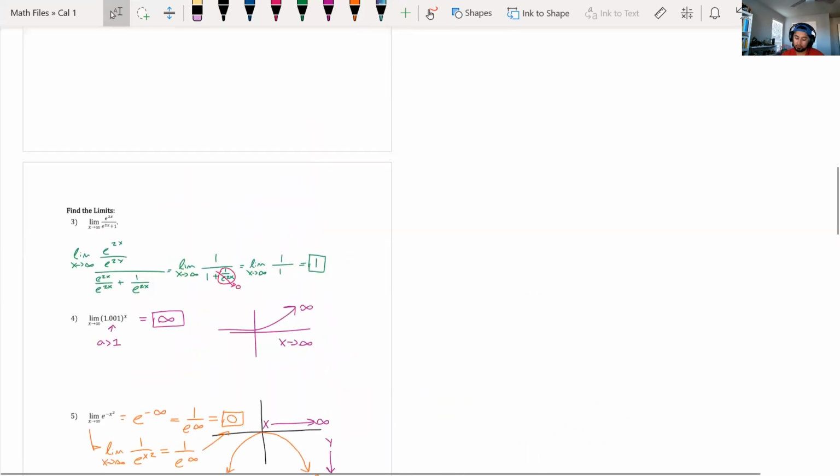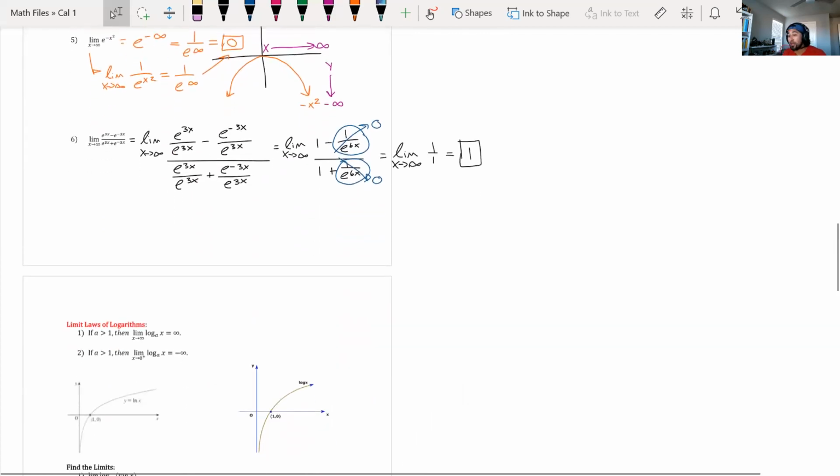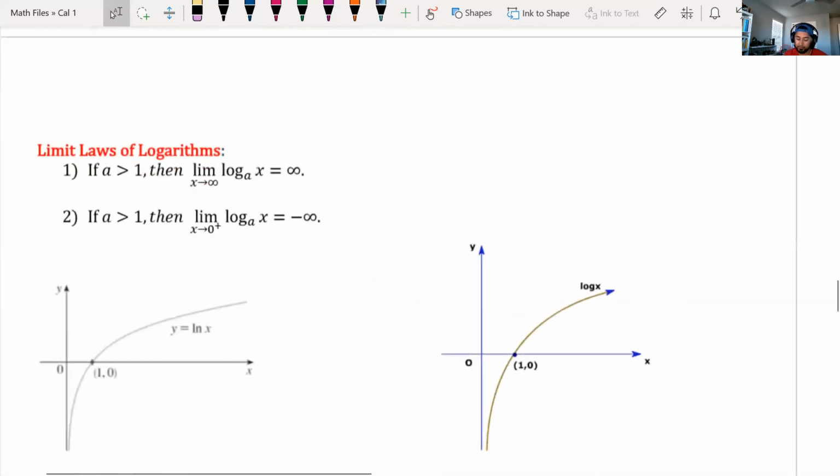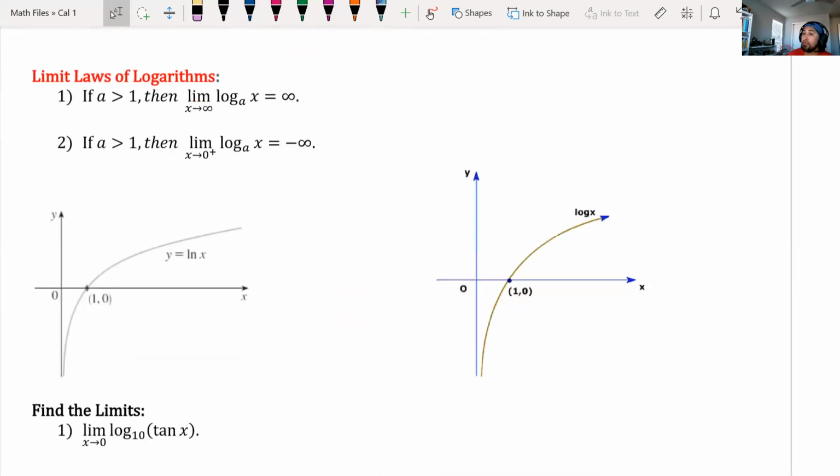Okay. So those are exponential limits. And now we get into 3.2. Look, we made it already. We have the limit laws of logarithms. So if the base of a log is greater than 1, then the limit as x approaches infinity of log base a of x will head towards infinity. And if the base is greater than 1, then the limit as x approaches 0 from the right of log base a of x will head towards negative infinity.